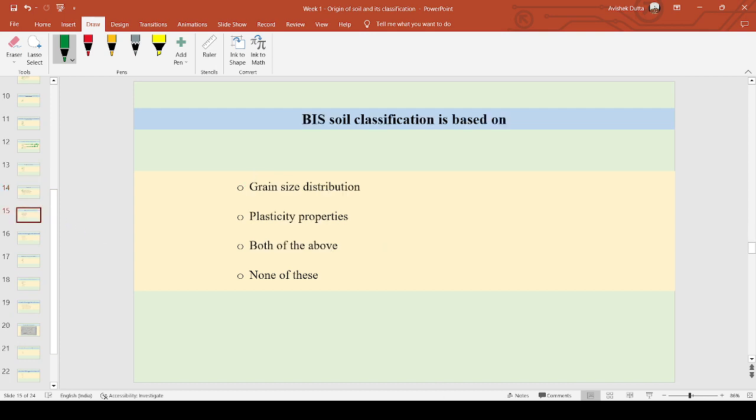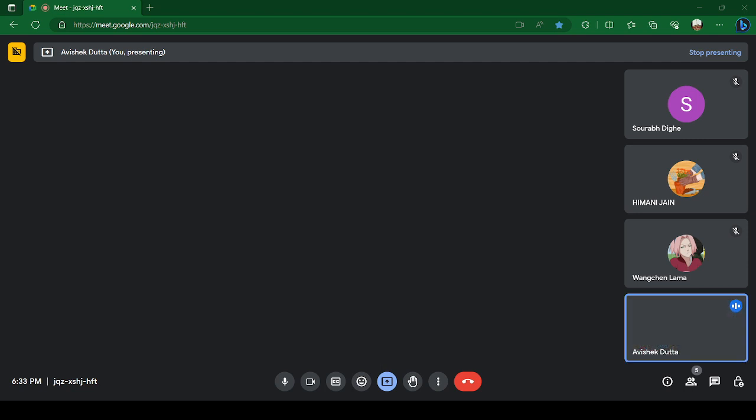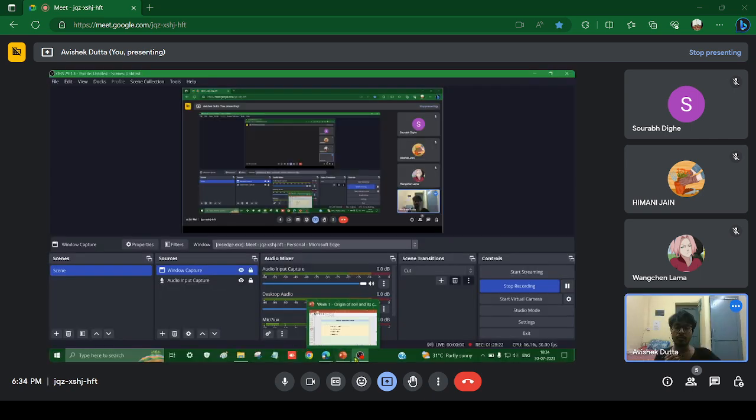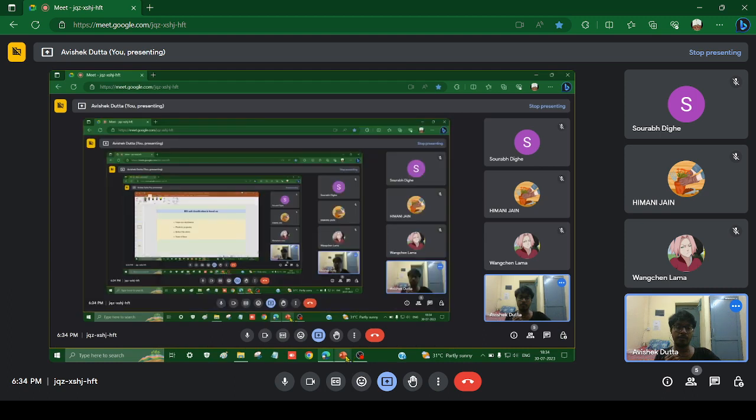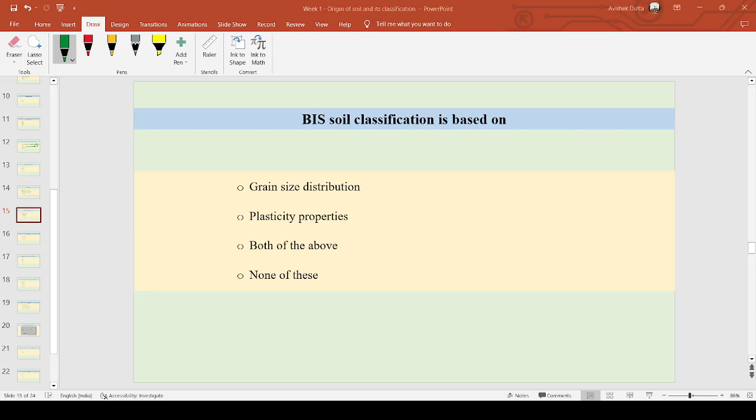Next question: BIS soil classification is based on. I think you can give the answer. Anyone? BIS soil classification is based on grain size distribution and also the plasticity properties. So both of the above.